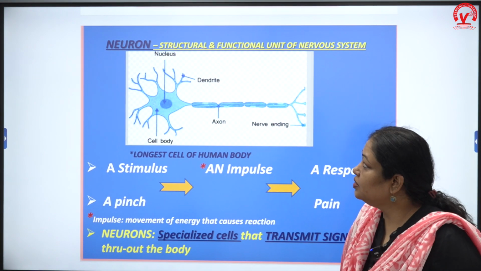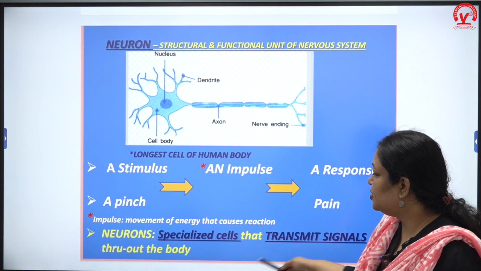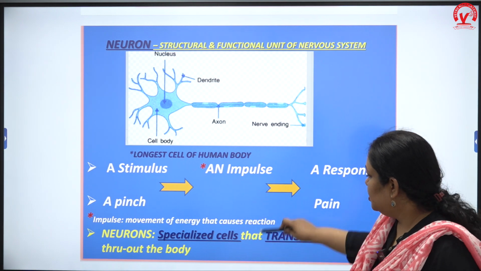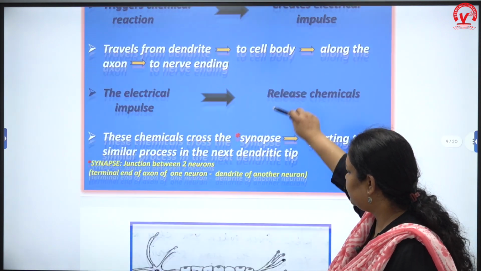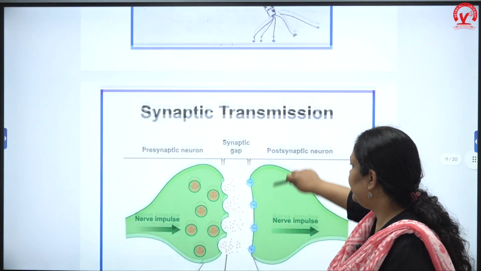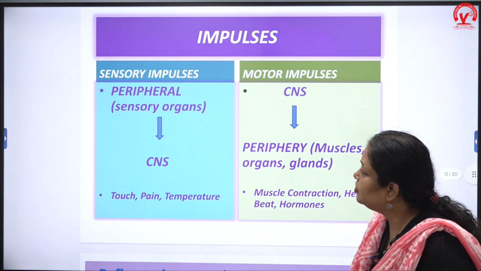We saw over here that neurons are specialized cells that transmit signals. So what is conducted? An impulse is conducted. And what are the impulses? Let's see from where the impulses travel, how they travel, from where to where. So let's see over here, the impulses.